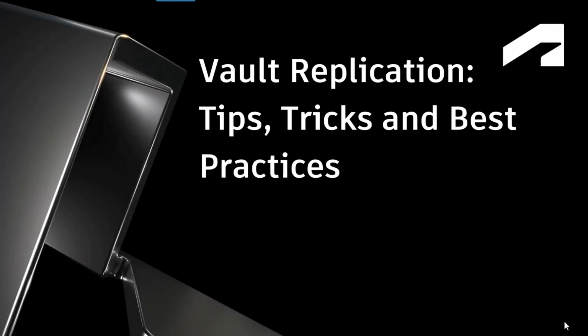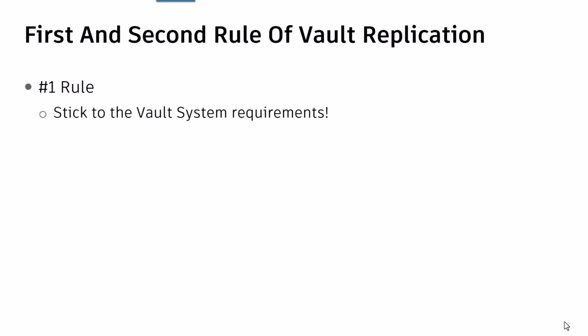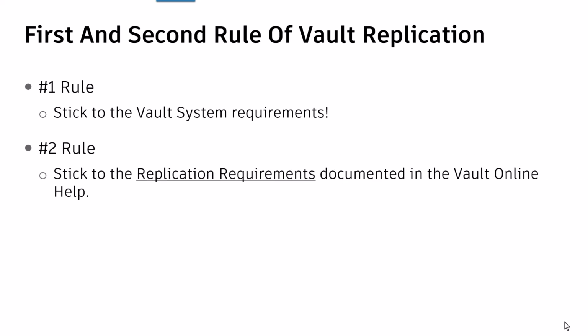Vault replication, tips, tricks, and best practices. First and second rule of Vault replication. Rule number 1. Stick to the Vault system requirements. Rule number 2. Stick to the replication requirements documented in the Vault online help.